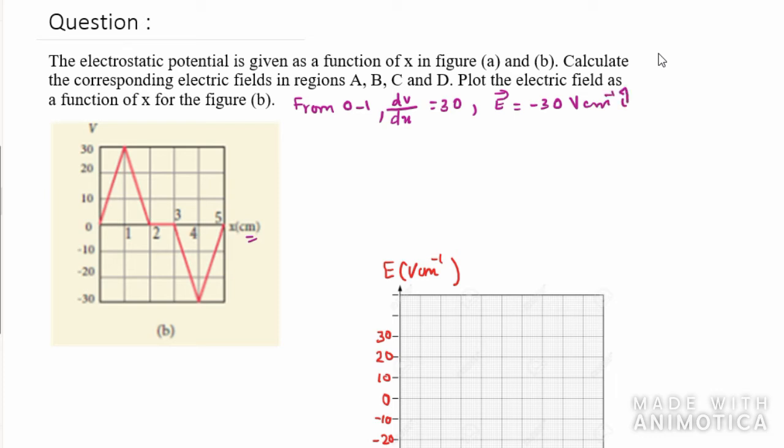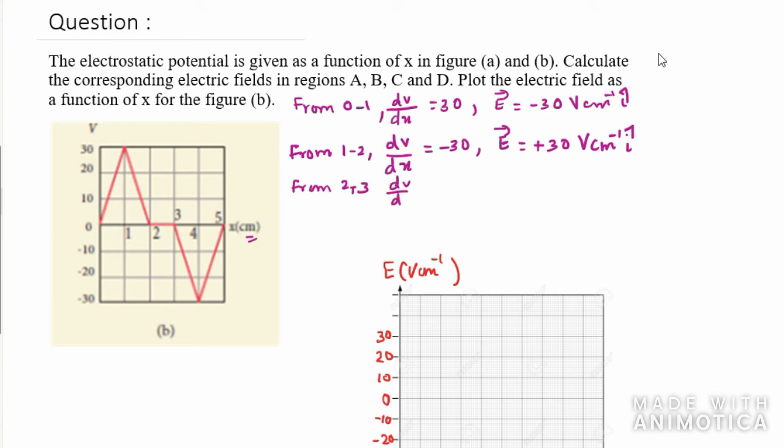i cap. Then from 1 to 2, dV by dx, here the slope is minus 30. So, the electric field is plus 30 volt per centimeter. Now, from 2 to 3, the slope is 0. dV by dx equal to 0. Therefore, the electric field is also 0.